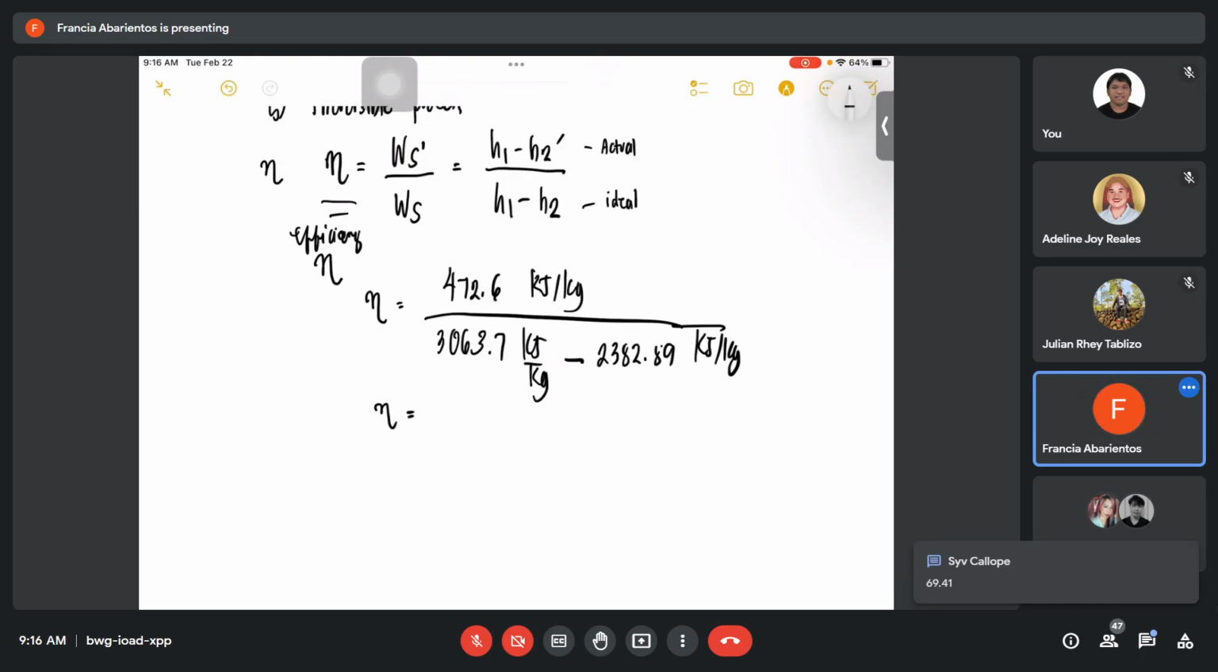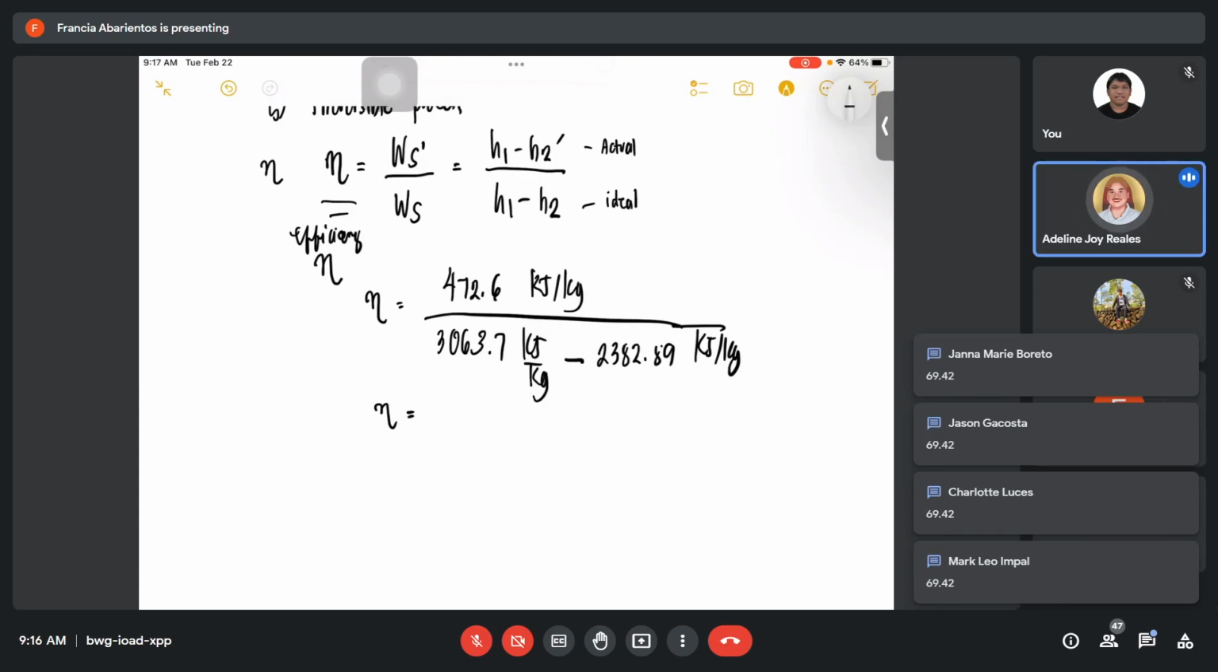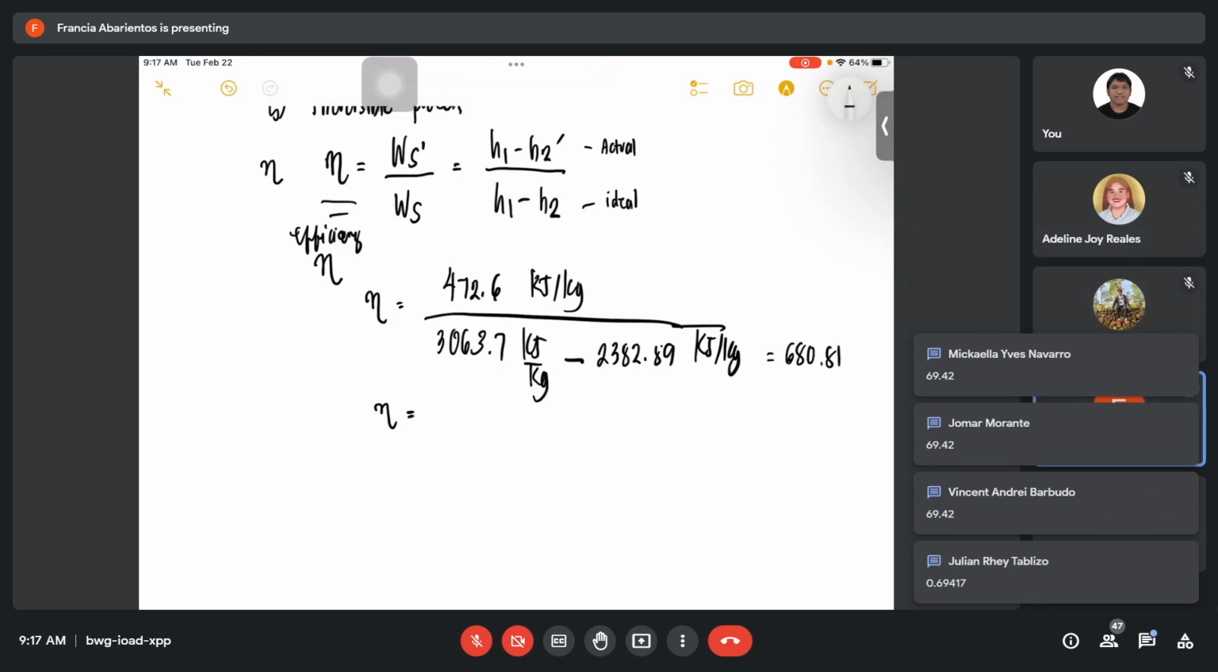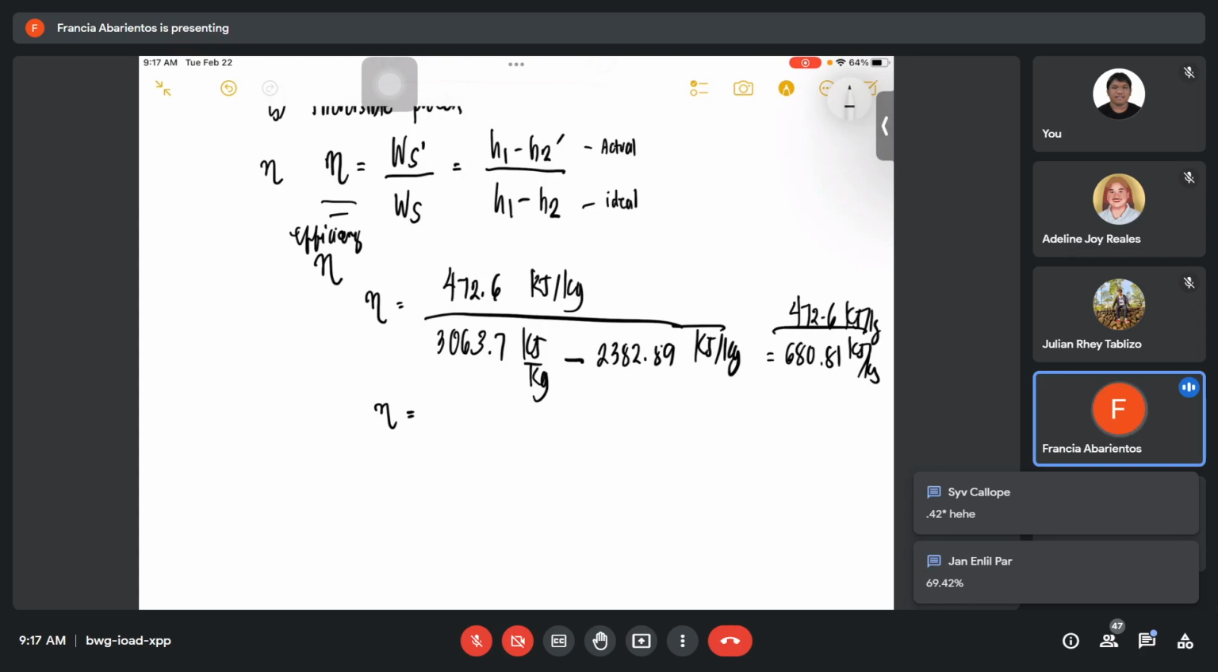What is now the efficiency? 69.41. Yung iba, 42. Okay, yung iba, 69.42% po. Parang hindi mo ito, 680 to. 81 kilojoule per. Ayan. 72.6. Ayan. 62. Ilan? Ayan. We have now 69.41, 42. 42%. So we have now the efficiency.